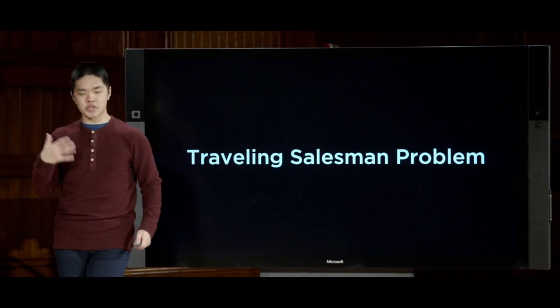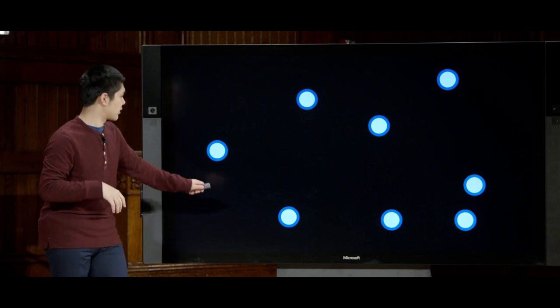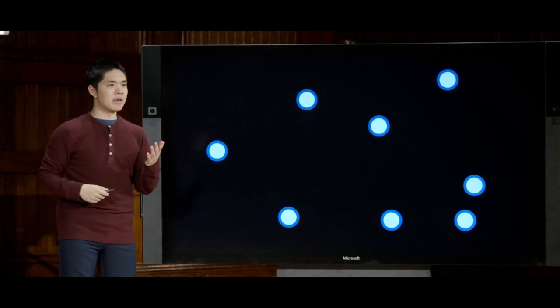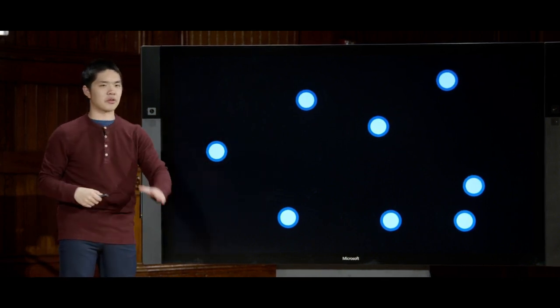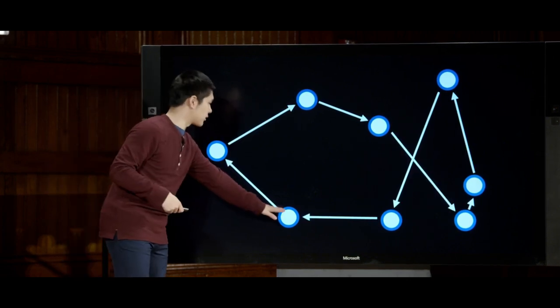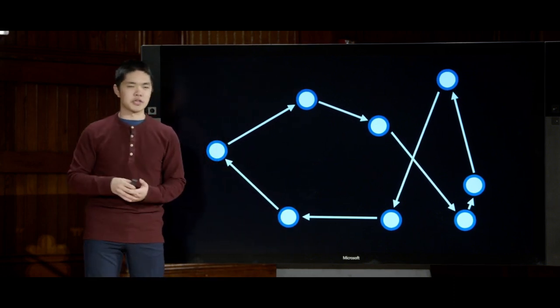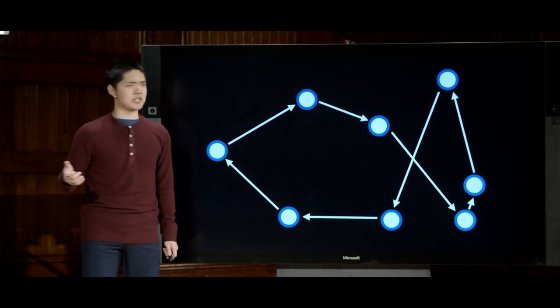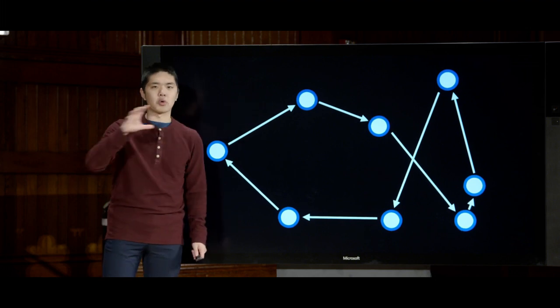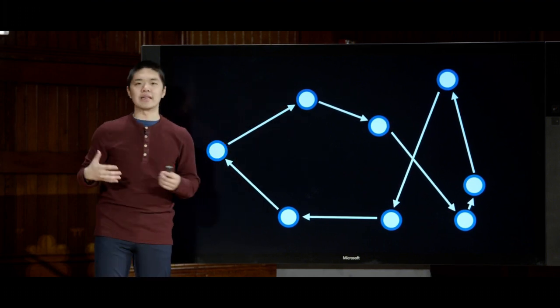Traveling salesman problem generally is formulated like this. I have a whole bunch of cities here indicated by these dots. And what I'd like to do is find some route that takes me through all of the cities and ends up back where I started. So some route that starts here, goes through all these cities, and ends up back where I originally started. And what I might like to do is minimize the total distance that I have to travel, or the total cost of taking this entire path.